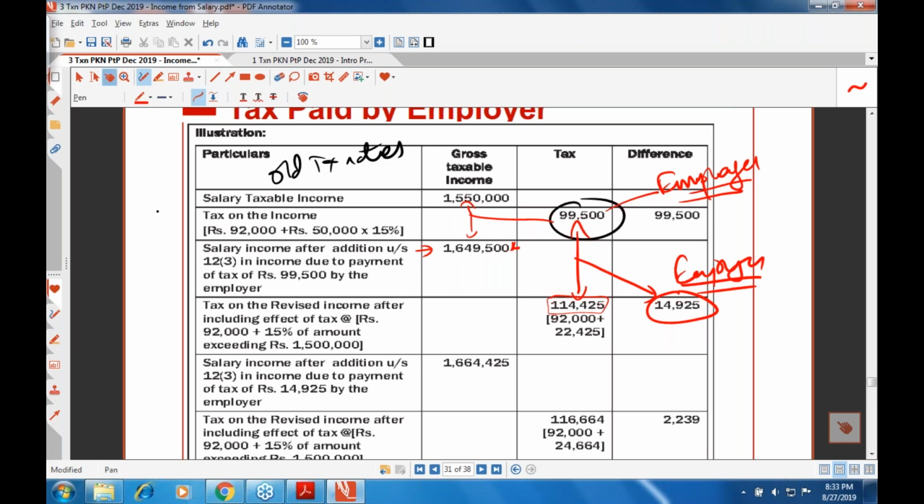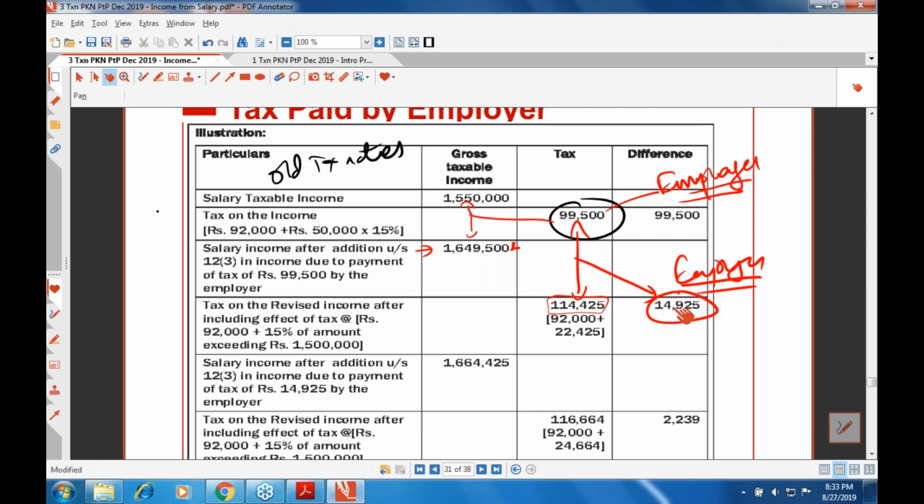Because you see what happened is you had a salary of 1.55 million, the tax was 99,500. The employer paid this. Once the employer paid this, it now has to become part of the salary. And the revised salary's tax now becomes this. So the employer has committed to the employee that he's going to end up paying the entire tax. So 99,500 has already been paid. The difference between these two is paid by the employer now.